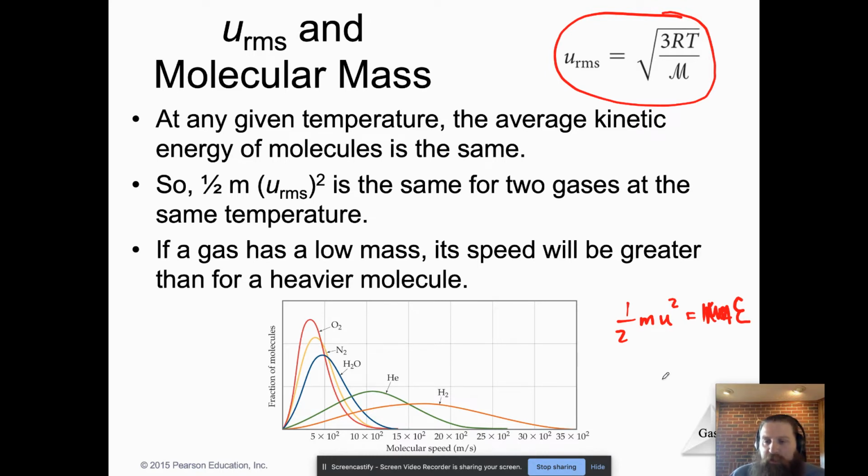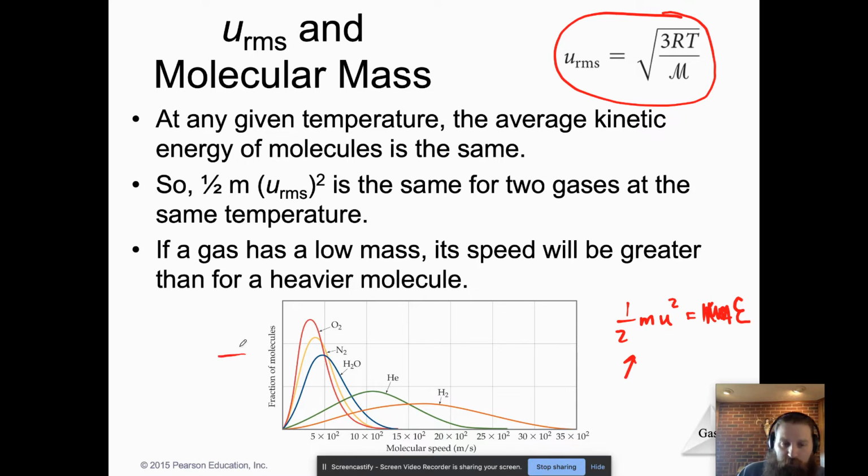Something that we could solve pretty easily for there. The big point, though, is not really the formula as much as it is what it means, okay? So if a gas has a low mass, the speed is going to be greater. If the gas has a high mass, then it's obviously going to be slow. This is the equation that backs that up, all right? So that's what we use it for.